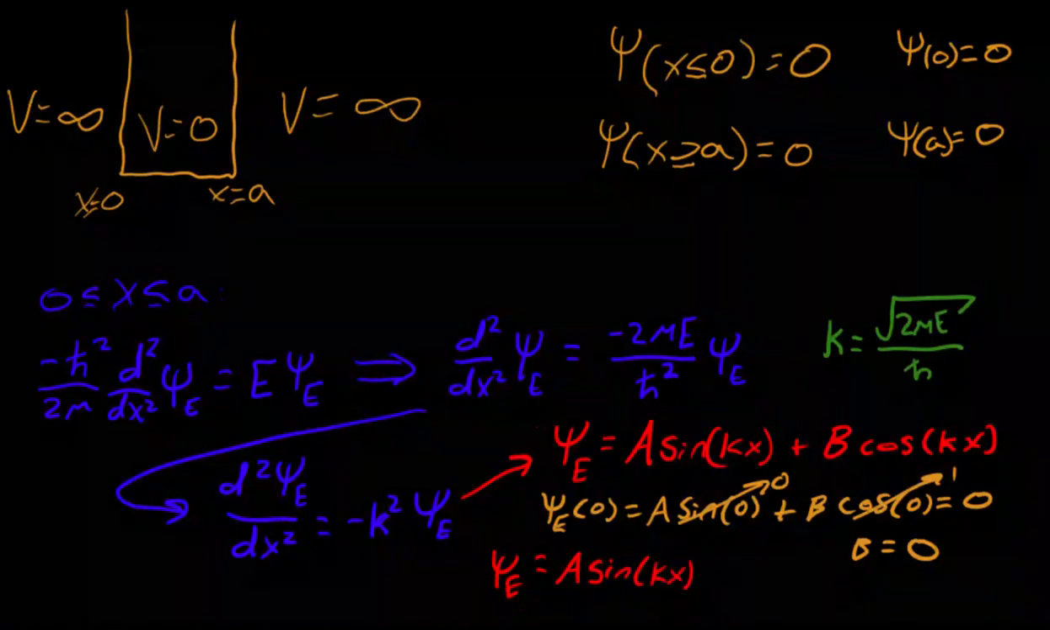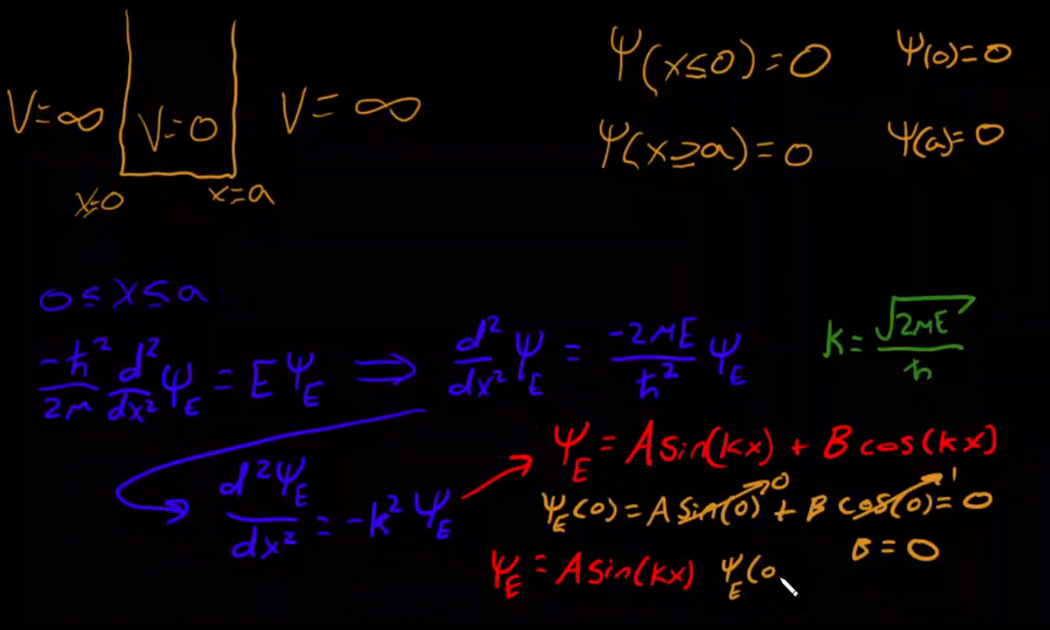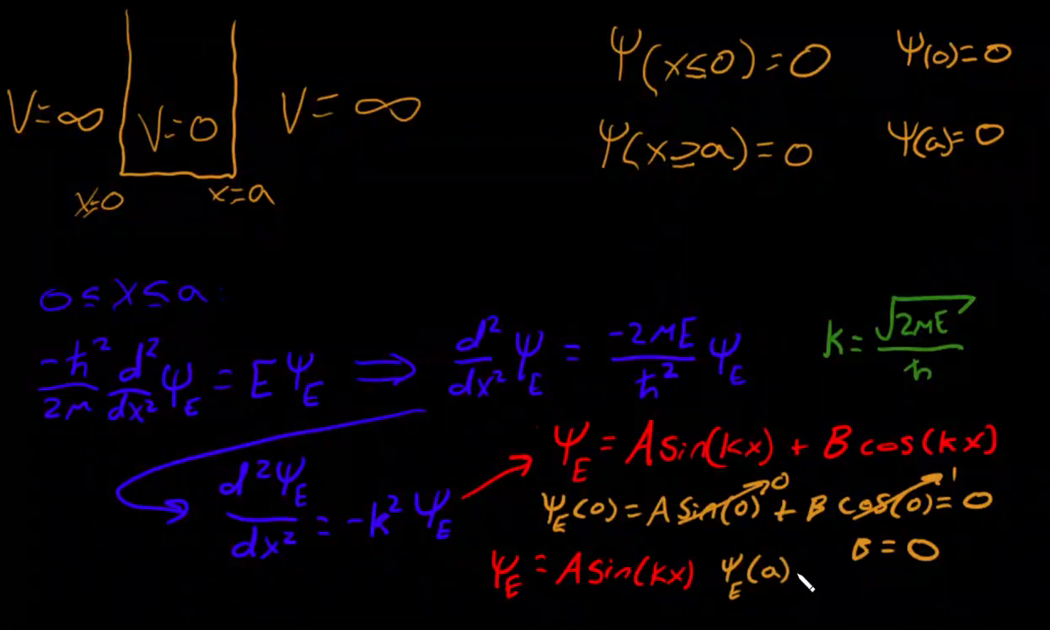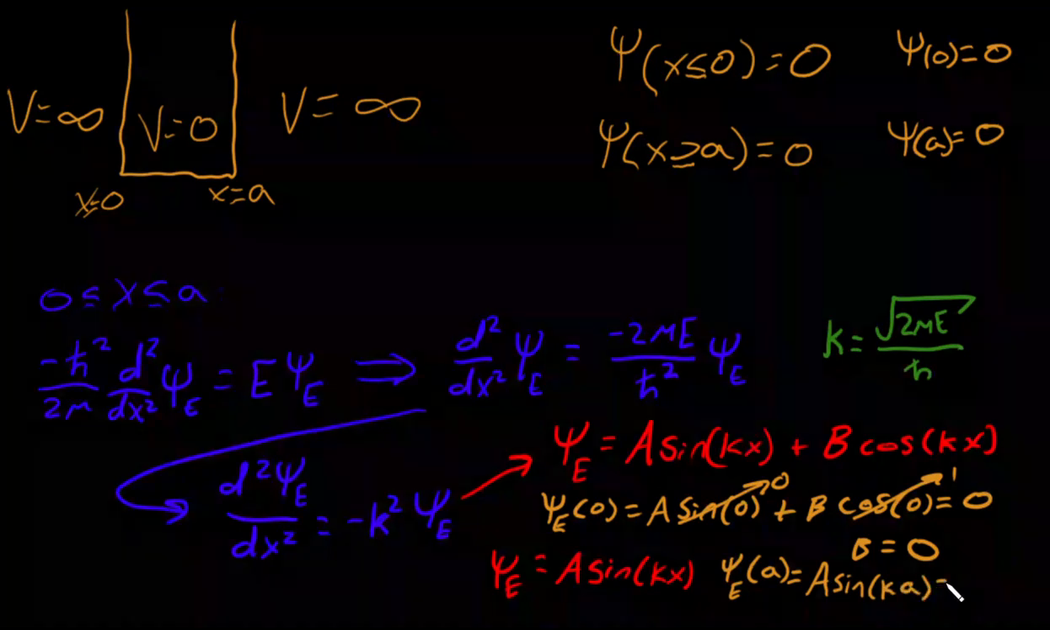Right? Yeah, so we have psi_E equals A sine of kx. Now we have our second condition: psi_E of little a, where there's a big A and a little a, has to equal 0. But if we plug this in, this is capital A sine of ka equals 0.